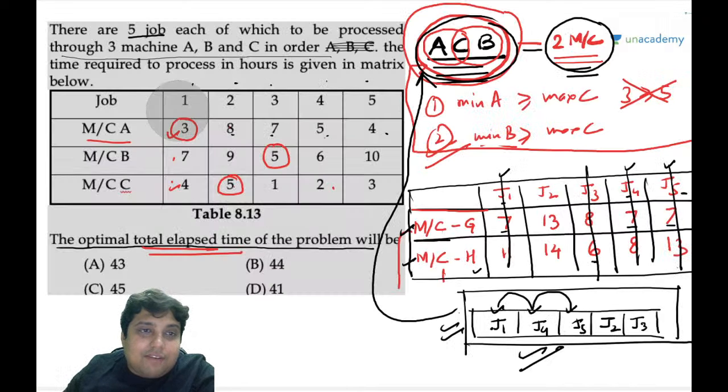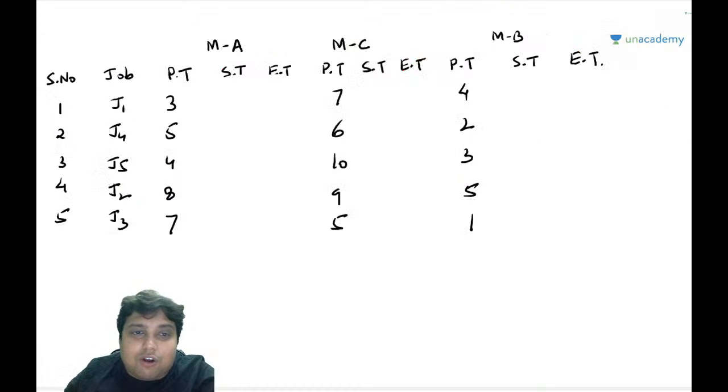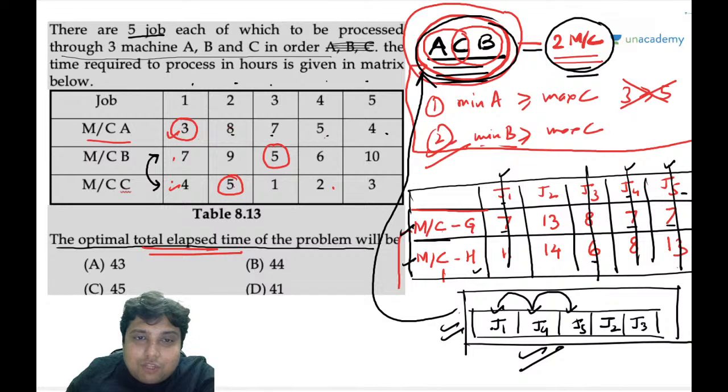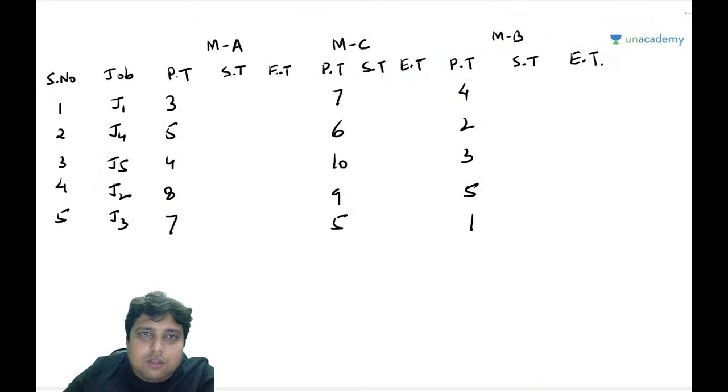What I have done is interchanged the processing times of B and C. Remember, the order is A, C, B. I chose the order correctly, but I copied down the machining times wrong. So for machine C, the timings will be 4, 2, 3, 5, 1. Let me just write this here.